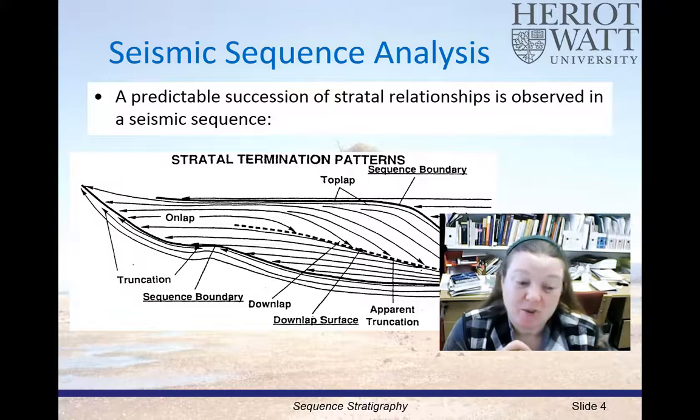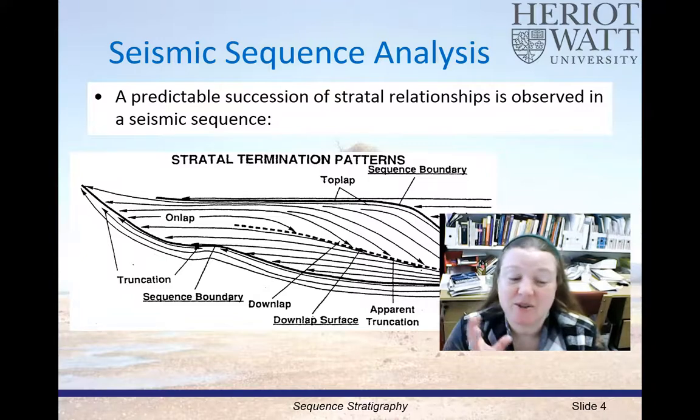In this diagram, also based on a seismic image, we see the full relationship of these strata within a single sequence. We have on-lap, top-lap and down-lap occurring during different parts of the sea level rise and fall that is creating the sequence. So you can see here how we can use the different relationships to define subdivisions within the sequence itself.